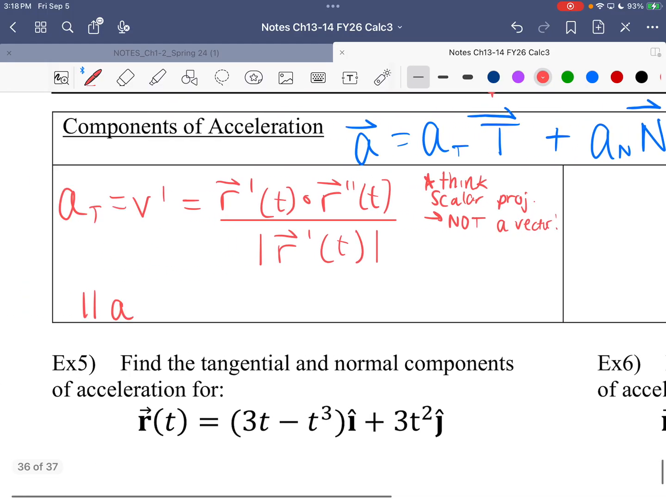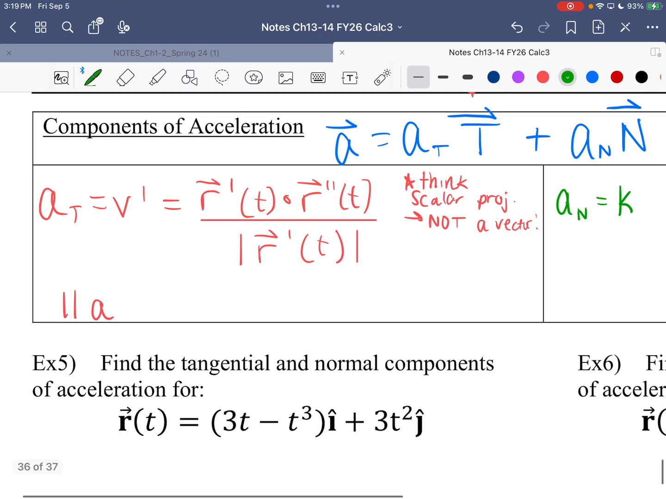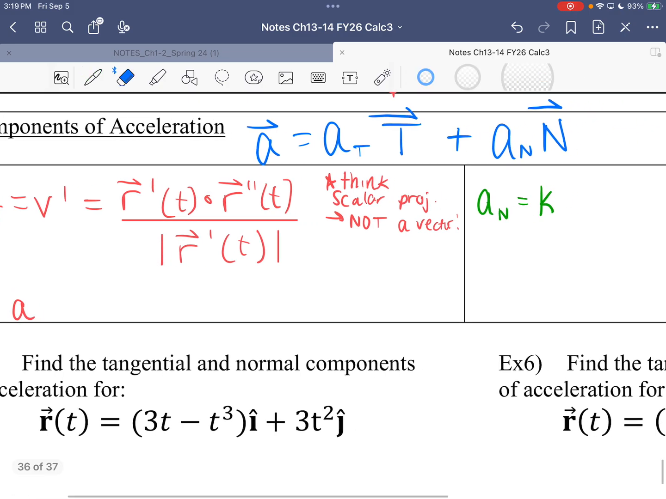Did we not finish writing this? I don't know if you did or not. So our normal component for acceleration is kind of like the curvature times the velocity squared. So that's K for curvature, or kappa really.